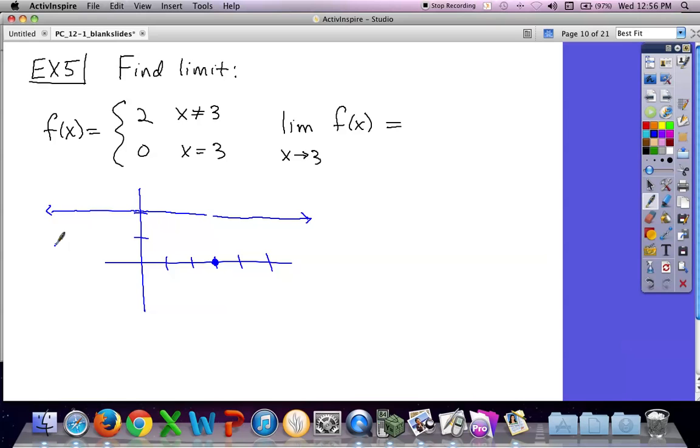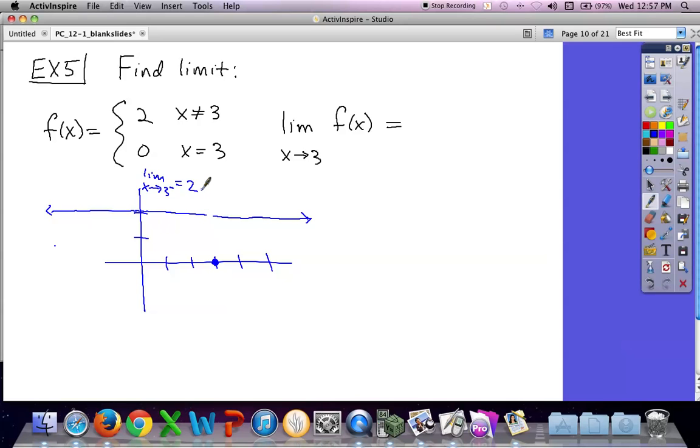Now let's look at the function from the left, right? As I'm going along from the left, as x approaches 3, the value of the function is 2, 2, 2, 2. I mean, as it gets infinitely close to x equals 3, the value of the function instead is 2, right? So the limit as x approaches 3 from the left equals 2.